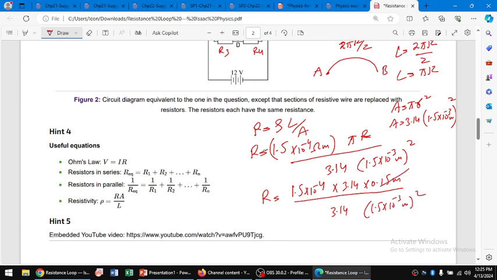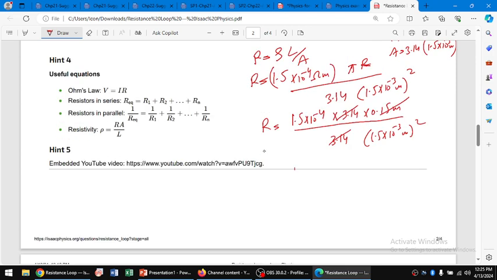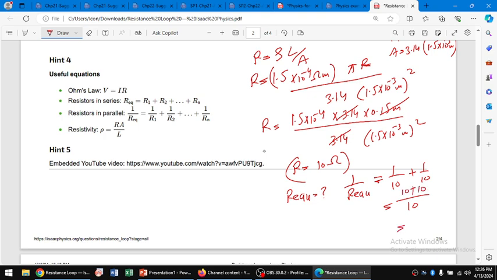So 3.14 will be cancelled, and so the value of the resistance R is 10 ohm. As you know, this 10 ohm is parallel with the other 10 ohm. So the equivalent resistance: 1 over R equivalent is equal to 1 over 10 plus 1 over 10. That makes 1 plus 1, that gives us 2 over 10.